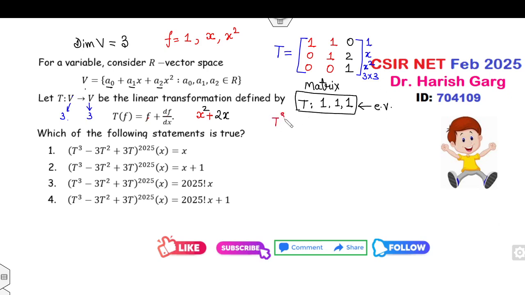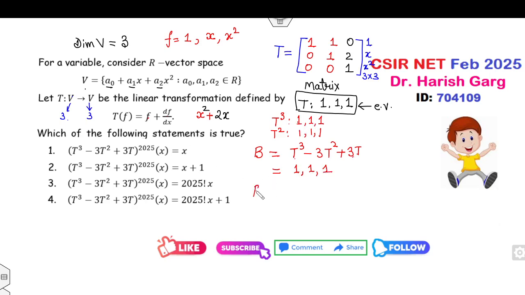Can you find the eigenvalues of T cube as per the given statement? Again it is 1, 1, 1. The eigenvalues of T square are also 1, 1, 1. And for T cube minus 3T square plus 3T, can you find the eigenvalues? Again you can see it's 1, 1 and 1. If you substitute, 1 minus 3 plus 3, again it is 1 and so on.